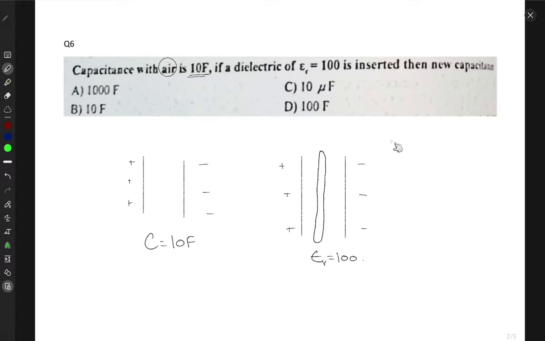So really you can say that the modified capacitance is being asked, and we know that the modified capacitance, as we discussed just a few minutes ago, can be written as the product of the strength of the dielectric times the original capacitance. So all we have to do right now is multiply this 100, which is the strength of the dielectric, with 10 farads, which is 1000 farads, right? So we can see that the correct option is option A. So this was pretty simple.